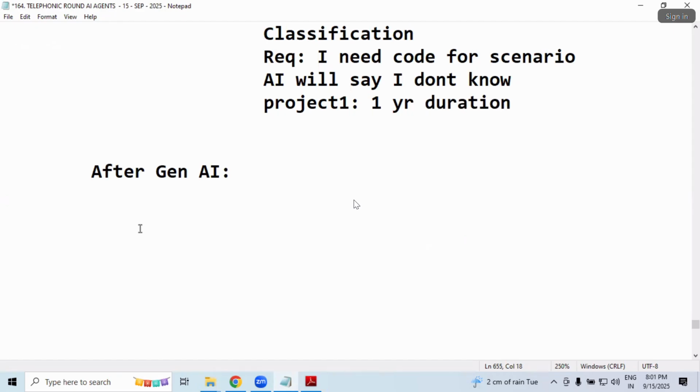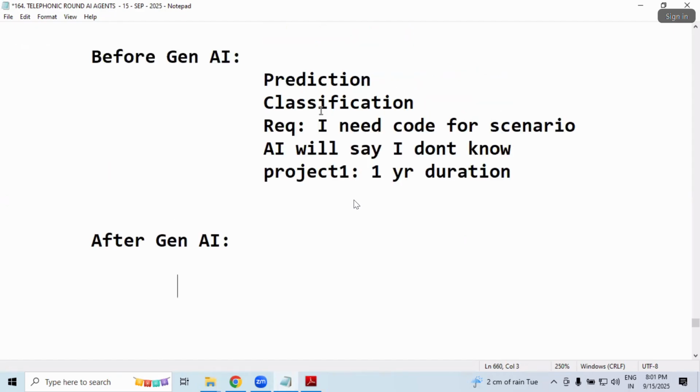But after Gen AI, what exactly came? Prediction is taken care of by AI. Then another prediction is not required. Classification will be taken care of by AI. Conclusion of the story: in AI, there are some limitations. That limitation is that it cannot generate the data. To overcome that limitation, Gen AI actually came.